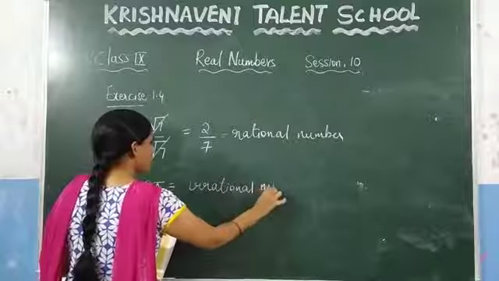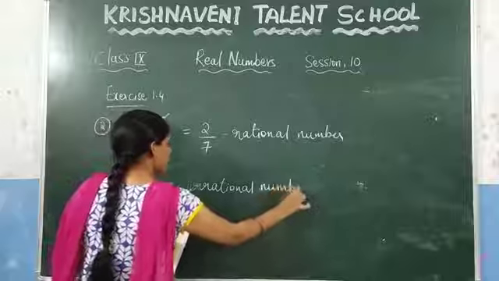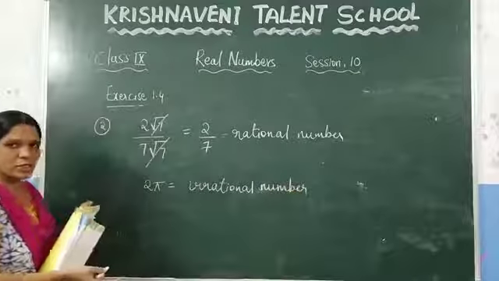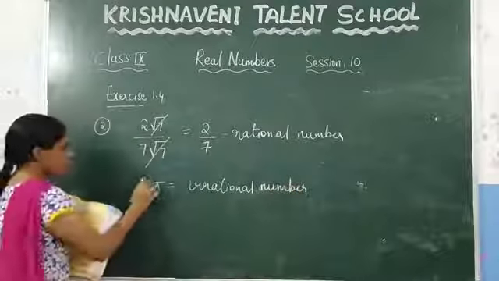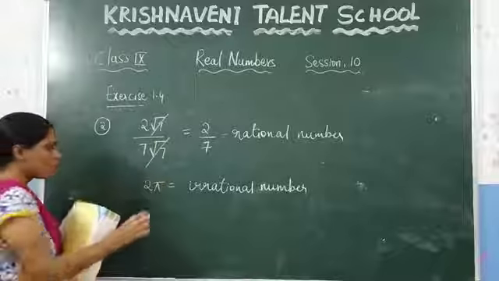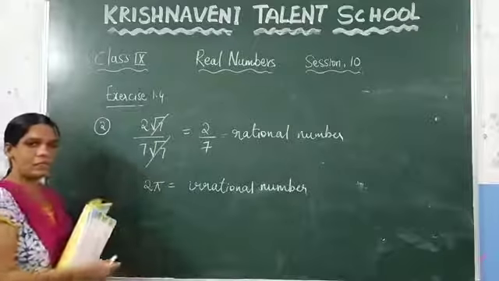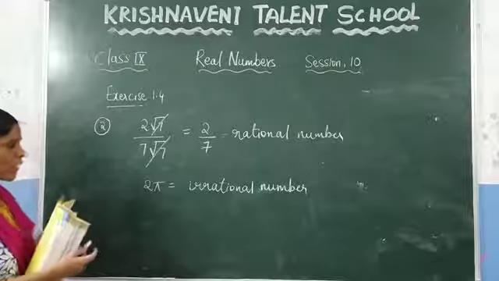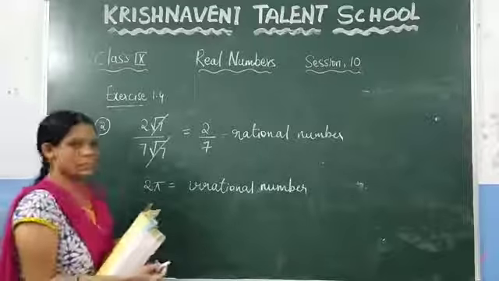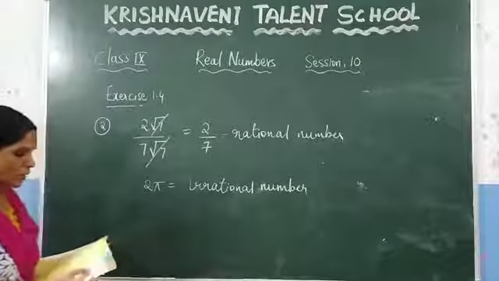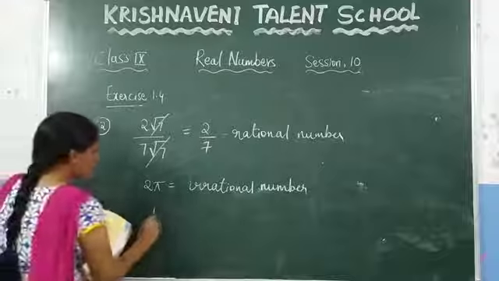Because you know that if one is rational and the other is irrational, the result will always be an irrational number. And this 2 is a rational number, root 2 is an irrational number. Whether we multiply, divide, subtract or add, the result will always be an irrational number. Now, see the next question, 1 by root 3.